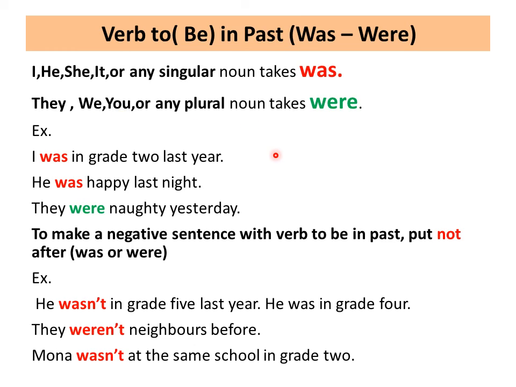What about a negative sentence? To make a negative sentence with verb to be in past, just put not after was or were. Just you put what? Not after was or were. For example, he wasn't in grade 5 last year. He was in grade 4. So wasn't, the contraction form, means was not. They weren't, they were not neighbors before. Mona, singular, yes, so was not, wasn't at the same school in grade 2. So to make negative, I put what? Not after was or were.